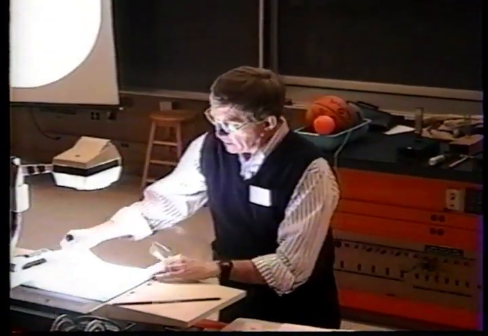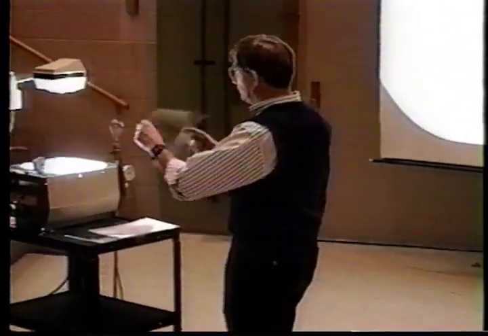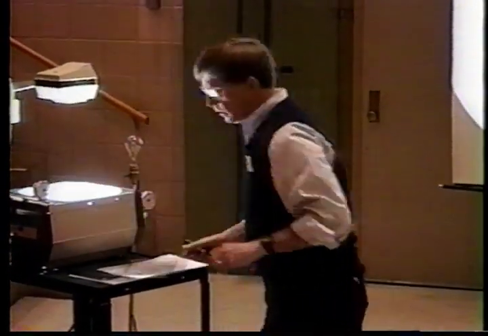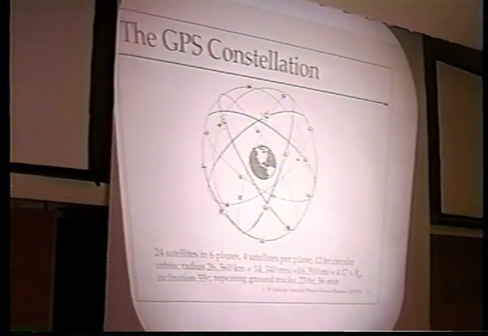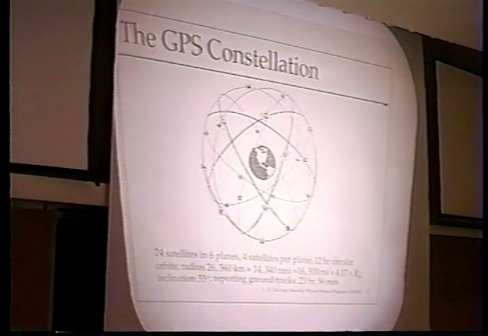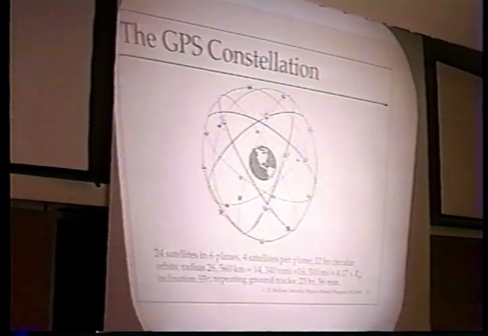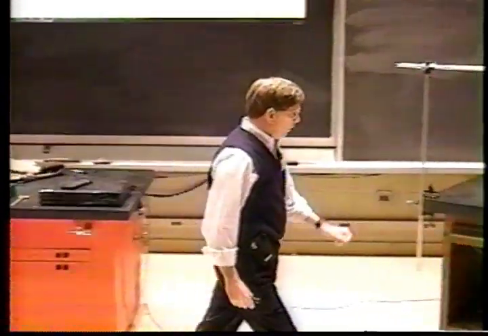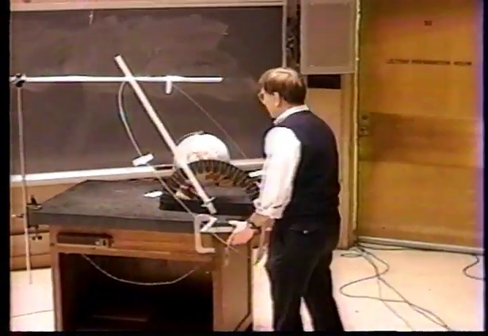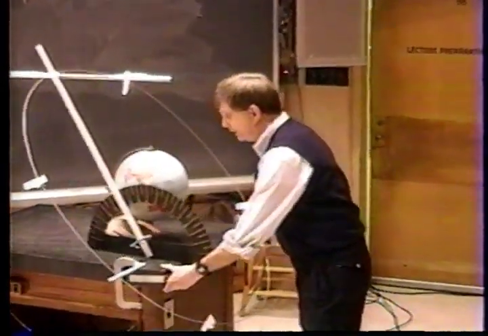Now, the 24 satellites are arranged in a constellation which consists of 6 planes, each containing 4 satellites. Now, all the books say they're in 12-hour circular orbits, so it takes 12 hours for the satellites to go around their orbits one time. I've got a scale model of that here.